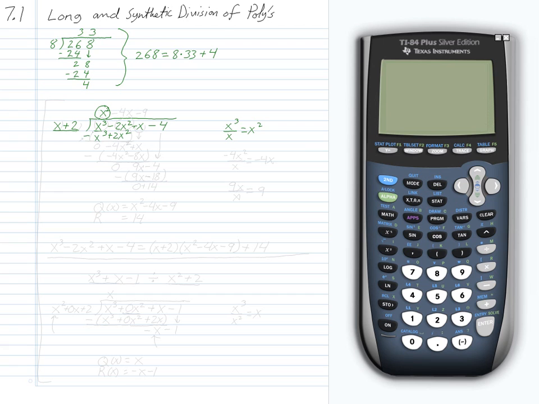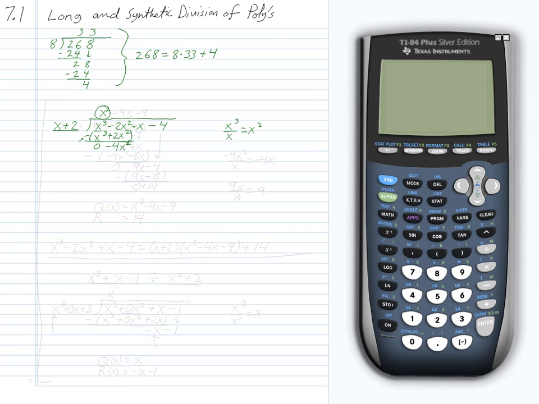And subtract from what I have. So x cubed minus x cubed gives me 0, and that's by design. We're always trying to eliminate stuff on the far left. And now I have negative 2x squared minus 2x squared to give me negative 4x squared.